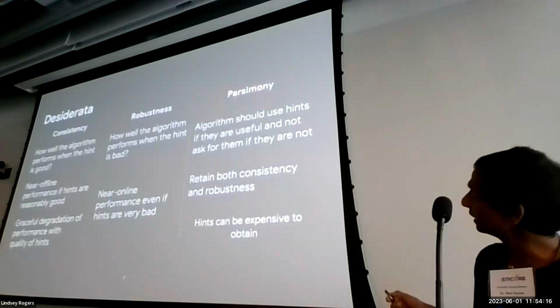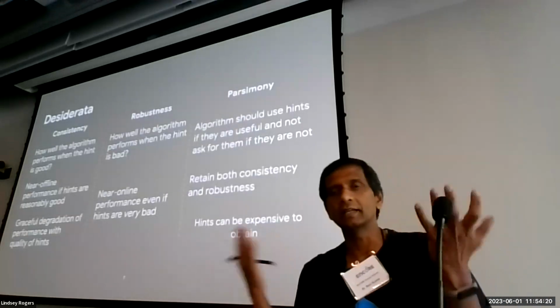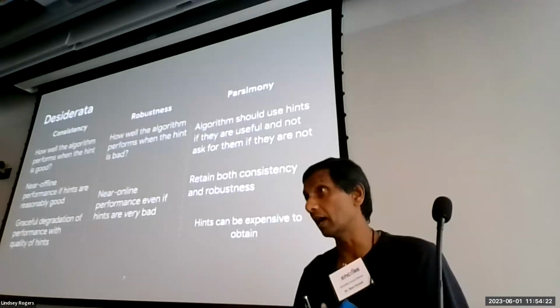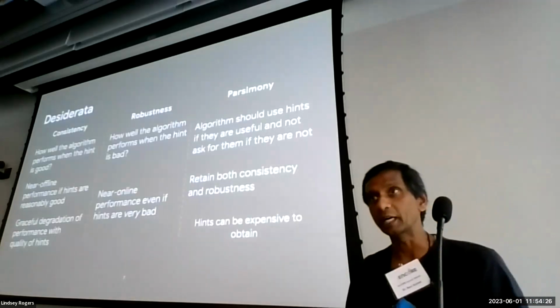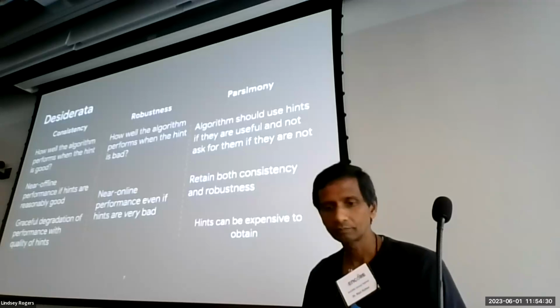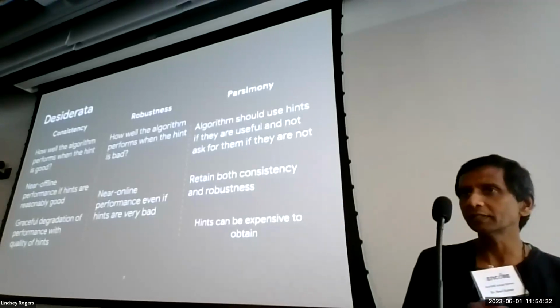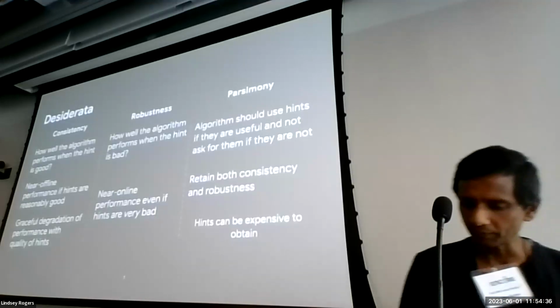And the main motivation here for parsimony is that hints can be expensive to obtain in general. If you consider large machine learning models, they tend to be expensive to do inference or prediction. So therefore, we want this property to hold. Good. Any questions at this point? Good.